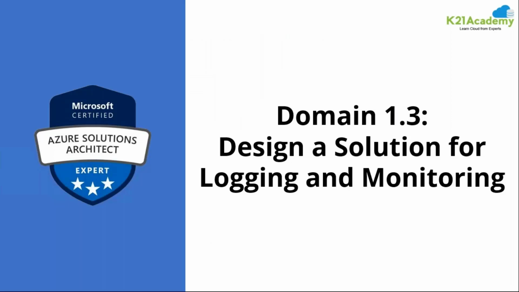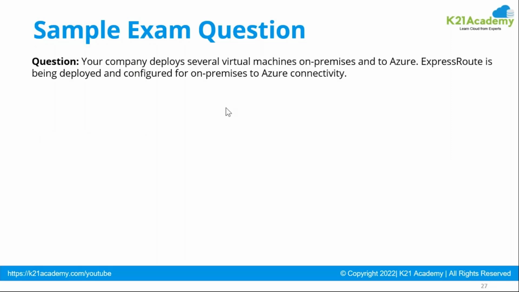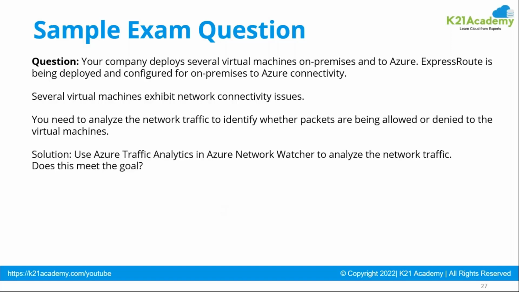Now, this is your domain 1.3, design a solution for logging and monitoring. So this will be an interesting one, guys. Your company deploys several virtual machines from on premises to Azure. Your ExpressRoute is deployed and configured for on-premises to Azure connectivity. Several virtual machines exhibit network connectivity issues. You need to analyze the network traffic to identify whether packets are being allowed or denied access to the virtual machine. Now, this is an easy one, guys.